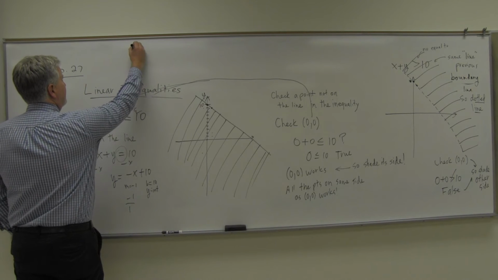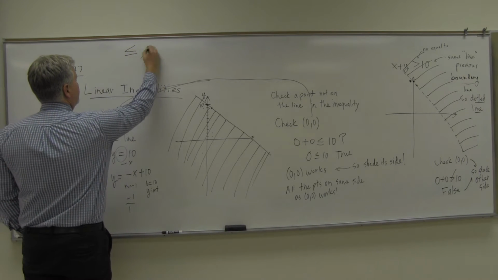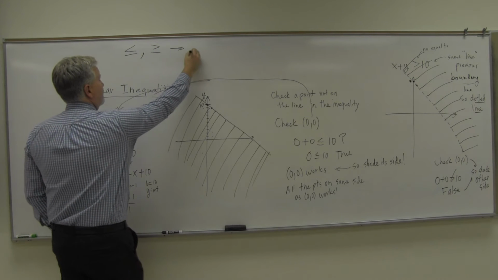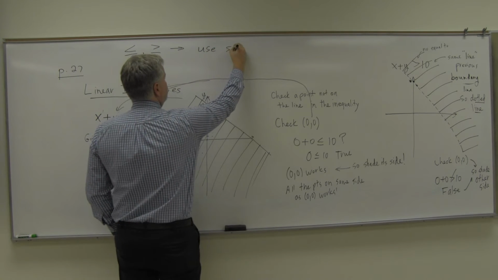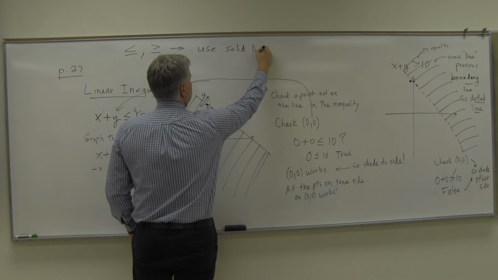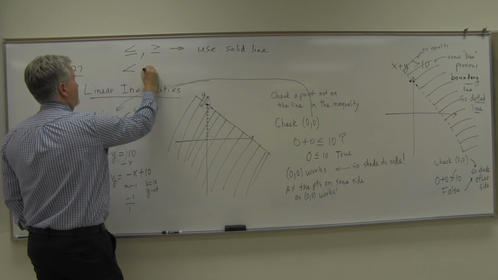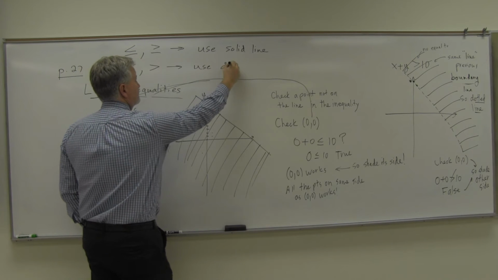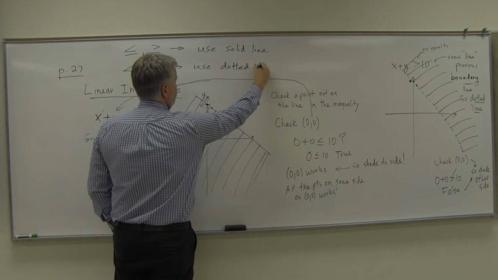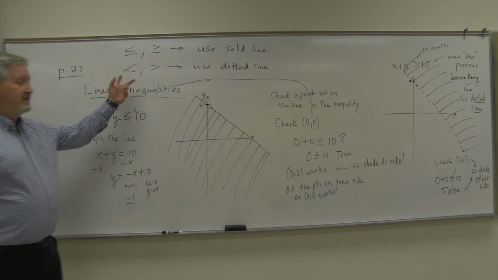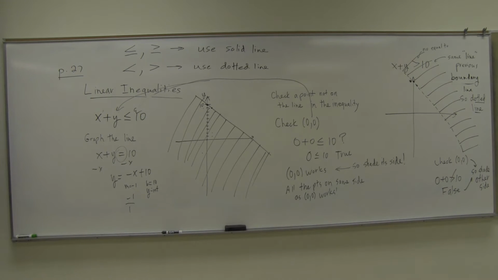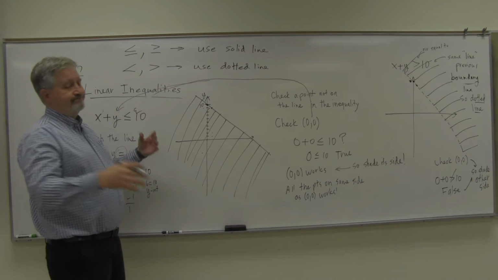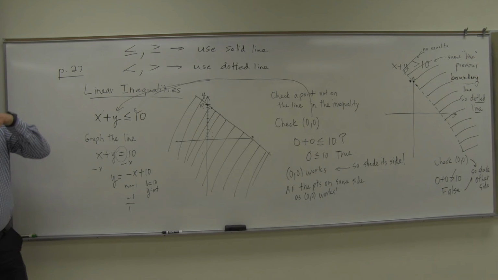All right, so less than or equal to, greater than or equal to, those you use a solid line. Less than or greater than, use a dotted line. And that's simply because you don't have the equal to part on those, and so you don't actually have the line as part of the solutions. It's just a boundary.